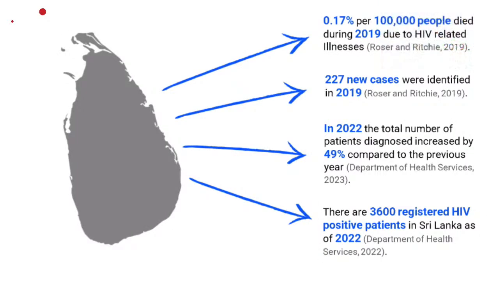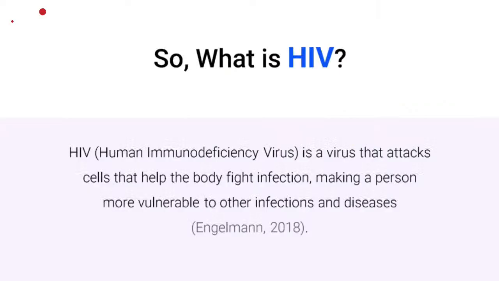And narrowing it down into a localized perspective, 0.17 per 100,000 people died during 2019 due to HIV-related illnesses, and 227 new cases were identified in 2019. As of 2022, the total number of patients diagnosed increased in that particular year by 49% compared to the previous year. There are currently 3,600 registered HIV positive patients in Sri Lanka as of 2022.